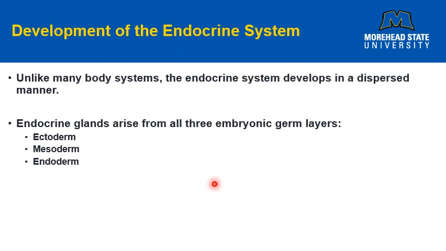So, just like the senses, we're going to talk a little bit on the development of the endocrine system. Unlike many of our body systems, the endocrine system develops in a dispersed manner. The endocrine glands arise from three embryonic germ layers: ectoderm, mesoderm, and endoderm.